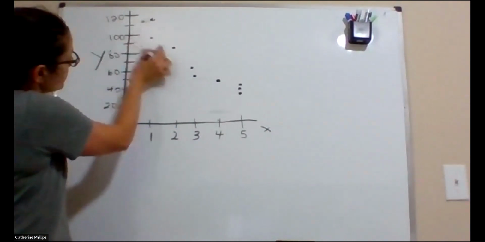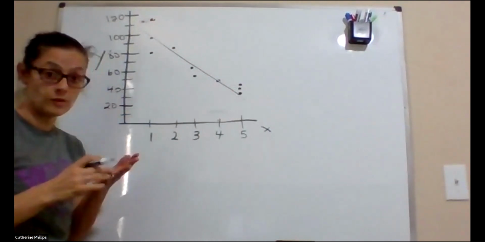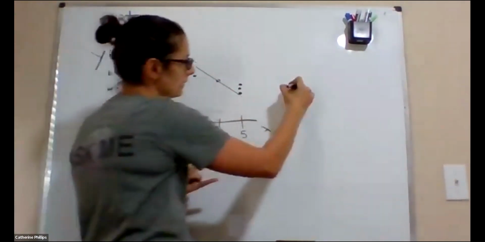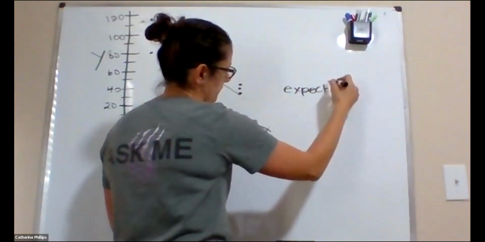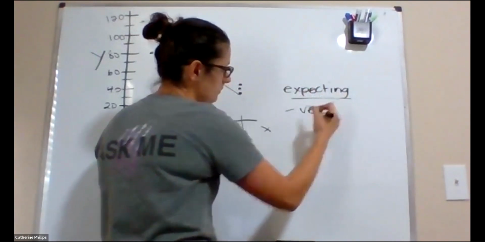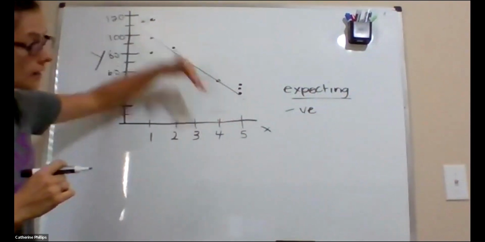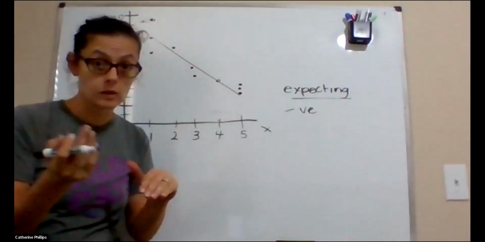We can see a downward slope, right? So when we calculate, we're expecting a negative correlation, because this line is sloping downwards. So that's what a negative correlation is. A negative correlation is one increases, the other decreases.